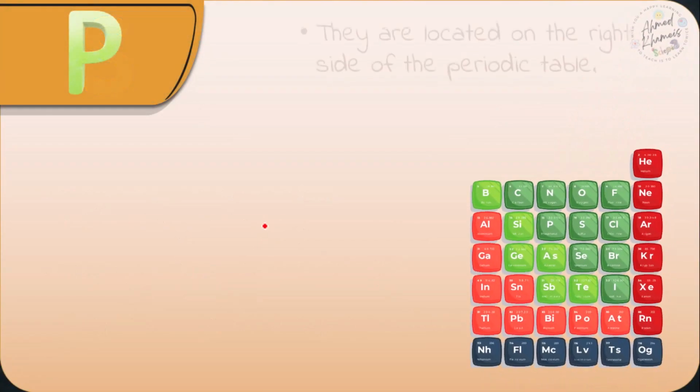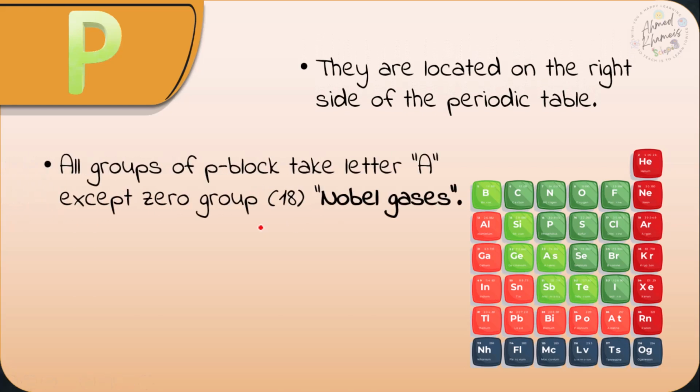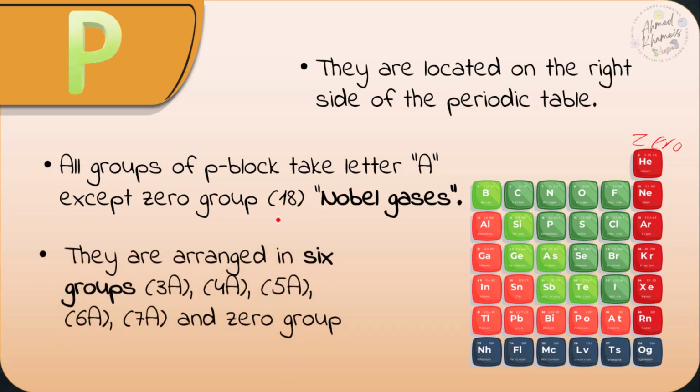Block P, they are all located on the right side of the periodic table. All groups of block P take the letter A except the zero group, 18, which is the noble gases. They are arranged in 6 groups starting from 3A: 3A, 4A, 5A, 6A, and 7A.